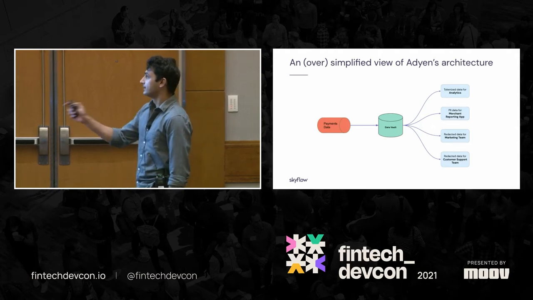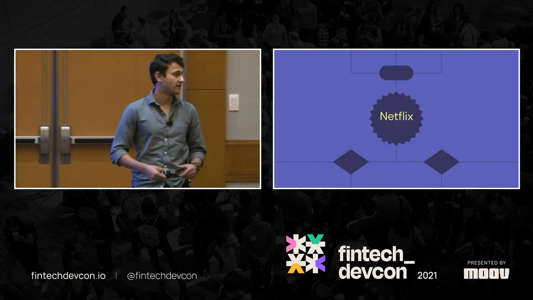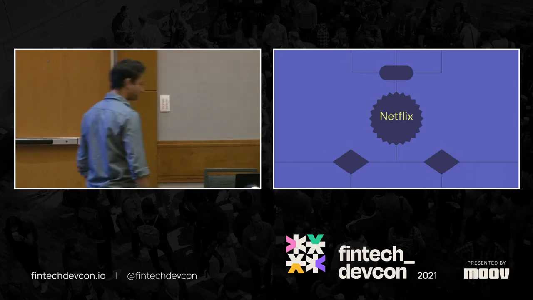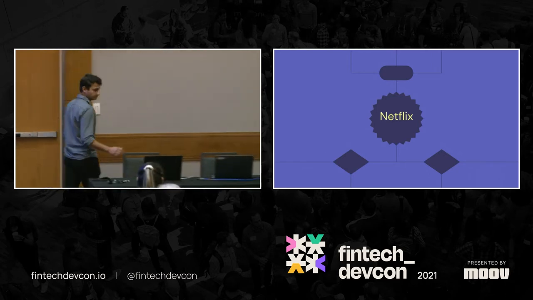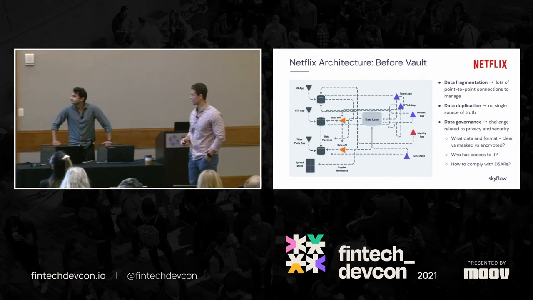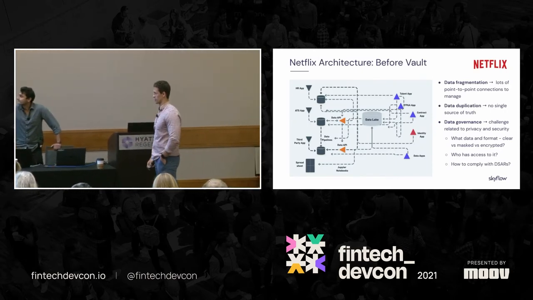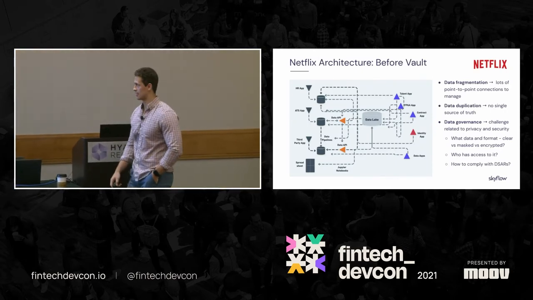Cool. Let's see another example of this with Netflix. And I'll give it back to Evis to talk about that. All right. So I think we've all heard of Netflix. Probably watch it a little too much. So let's look at what their architecture looked like before they implemented a data vault.